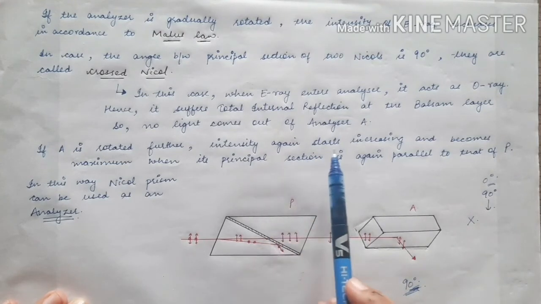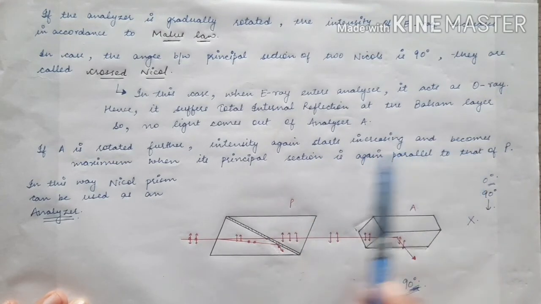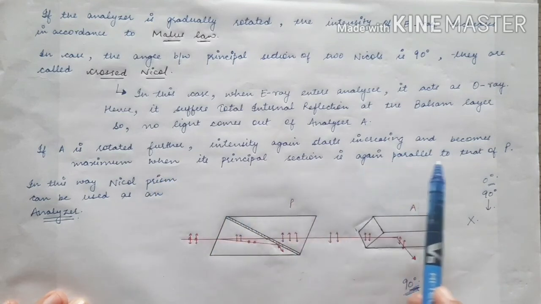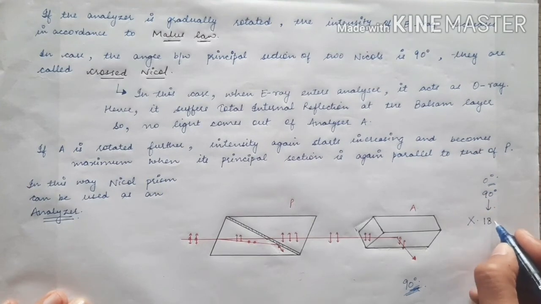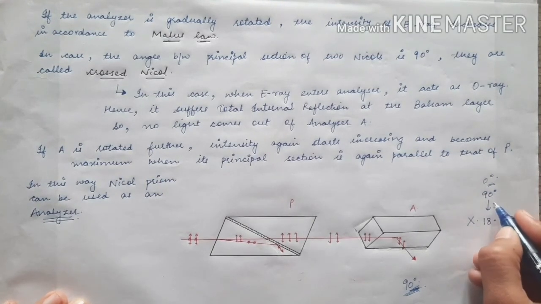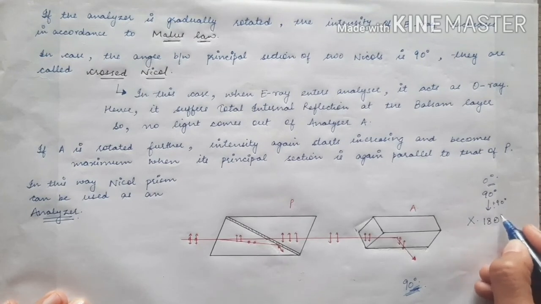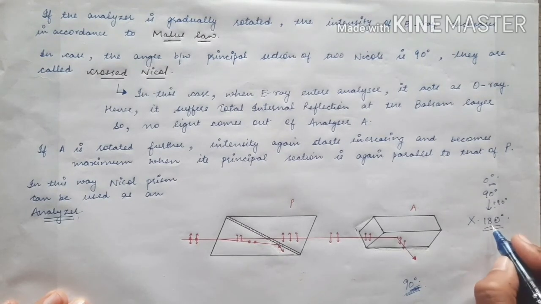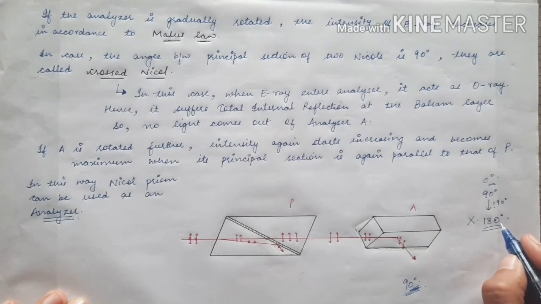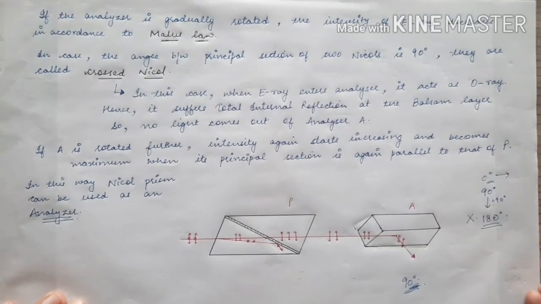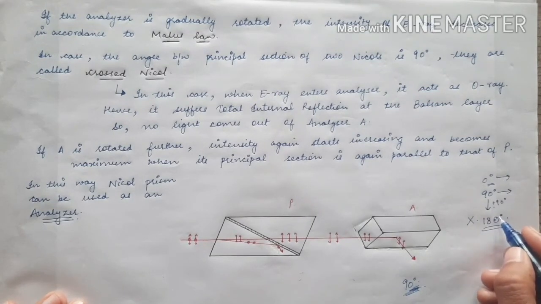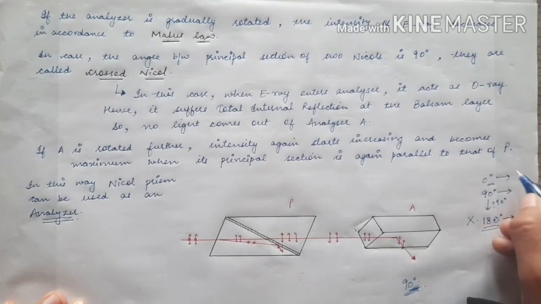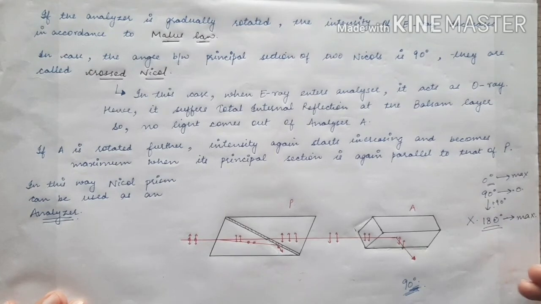So the intensity will again start increasing, and it will become maximum when the principal section is again parallel to that of P. It will be parallel again after rotation by 90 degrees further, that is at 180 degrees. At 180 degrees, the principal sections will be again parallel to each other. So at 0 degrees, you will get maximum intensity. Then at 90 degrees, you will get 0 intensity. Then again the intensity will start increasing, and at 180 degrees you will get maximum intensity. So here you get maximum, here you get 0, here again you get maximum.